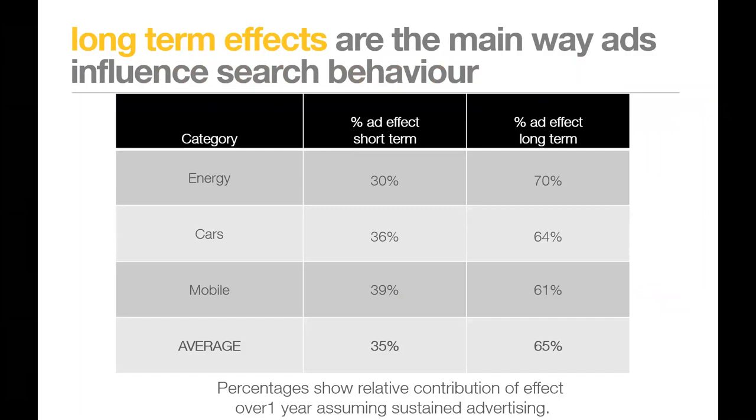If you look at how much of the effect of advertising on search comes from the short-term spikes and how much comes from the long-term build, then in energy, it's 70-30, long-term to short-term. In cars, it's 64-36. In mobile, it's about 60-40. So on average, 65-35 across these three categories.